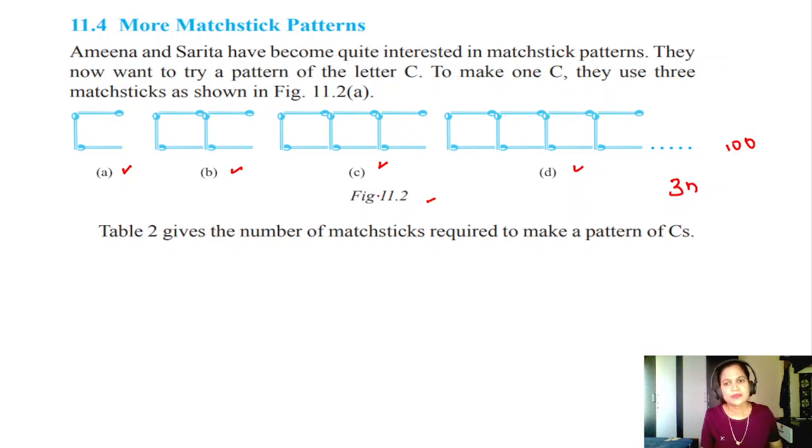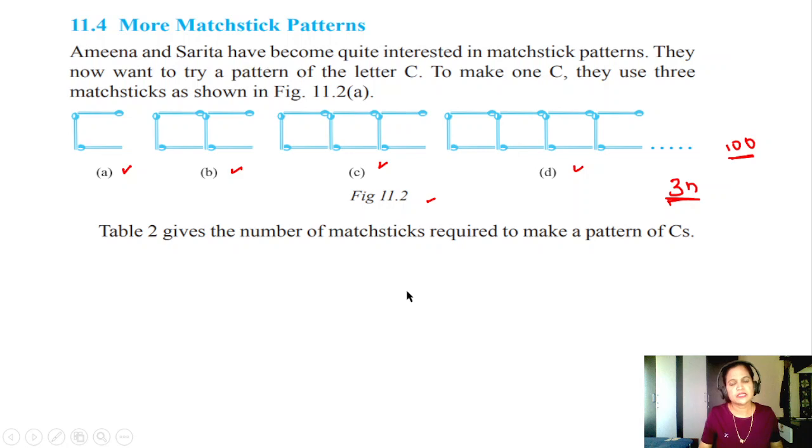9 is the answer. But if you want to make more C's, suppose you are preparing 100 C's using matchsticks, how many matchsticks are required to bring the raw material? Then you have to use this generalized formula, 3n. You put the value, 3 into 100, 300 matchsticks are required. That many matchsticks you have to buy before starting your preparation.